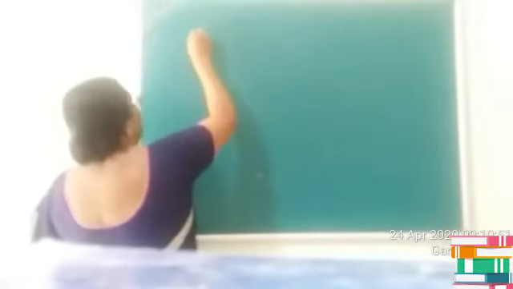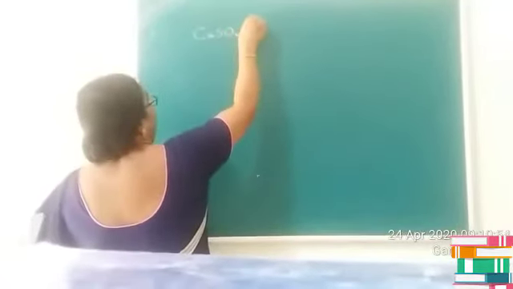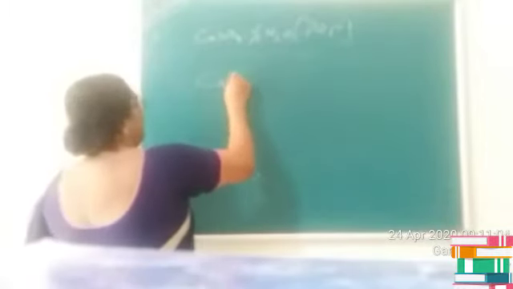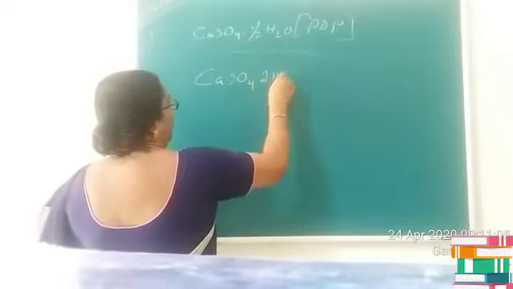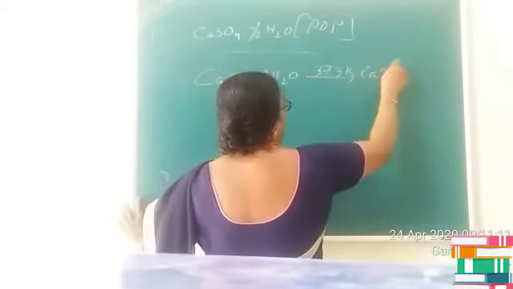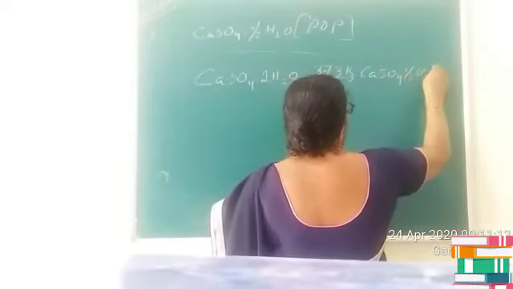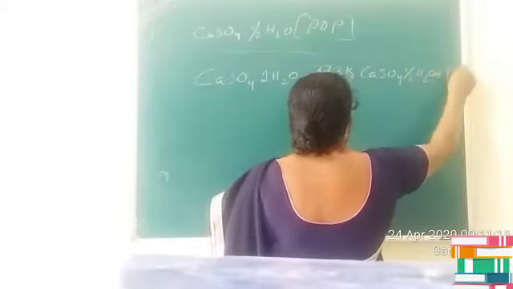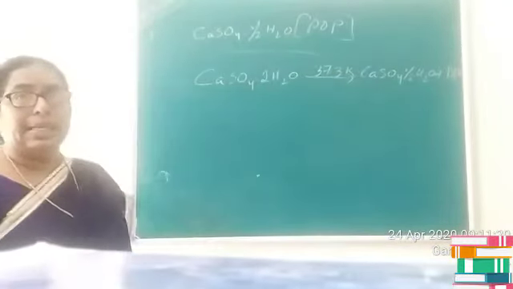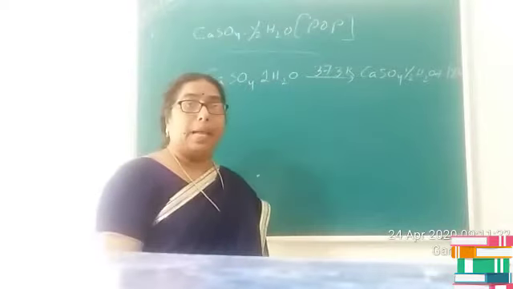Is it clear, children? Now the next salt, let us study about plaster of Paris. Calcium sulfate hemihydrate. We can call it POP. It is actually prepared by heating gypsum to about 373 Kelvin. Gypsum is CaSO4·2H2O. When you heat it to about 373 Kelvin, you will be getting plaster of Paris.